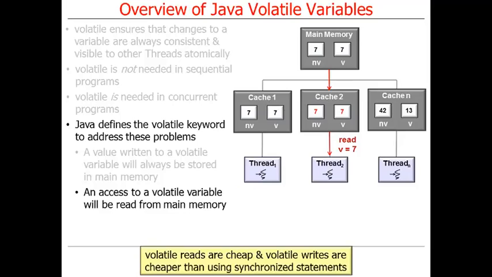So volatile reads are cheap. If you're reading a volatile variable, boy, is it cheap. It's hardly anything at all because you're just going and getting the value from memory. That's all it's doing, really, just going to main memory and reading the value. So it's super cheap. Writes are a little bit more expensive because we've got to write the value to main memory and then propagate it out to all the caches, right? So that's a little bit more expensive, but that is still cheaper than using Java synchronized statements.